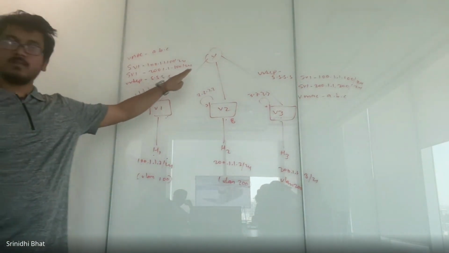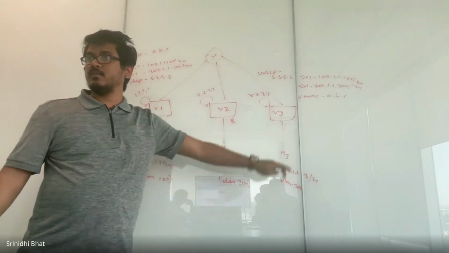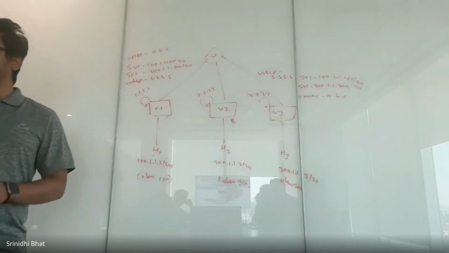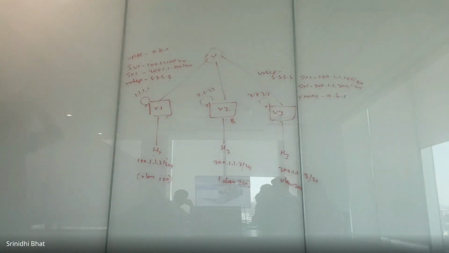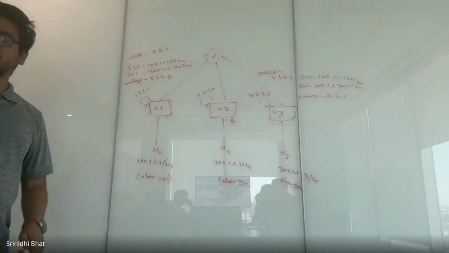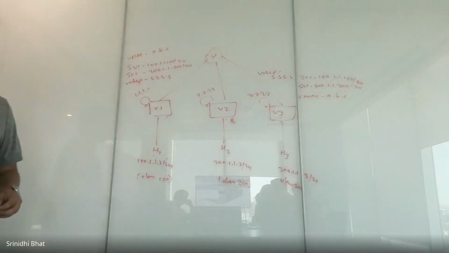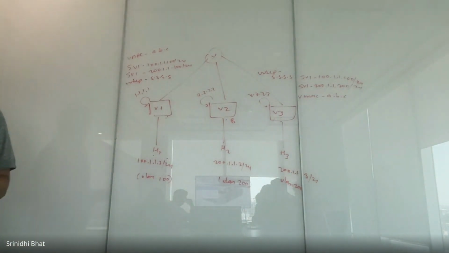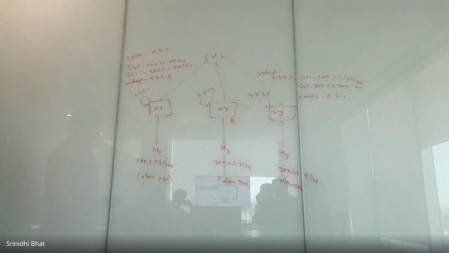H1 is sending ARP request. Flood होके इधर आएगा. V3 respond करेगा? क्यों नहीं करेगा? Because destination IP is 3.3.3.3, not VVTEP. Target IP is virtual IP. So V3 will not send the ARP reply. Clear, everyone? Yes.